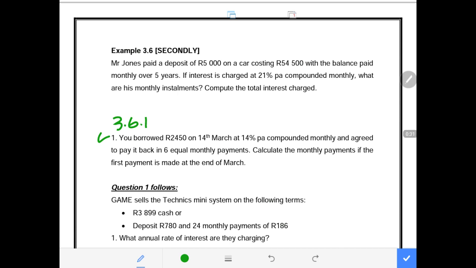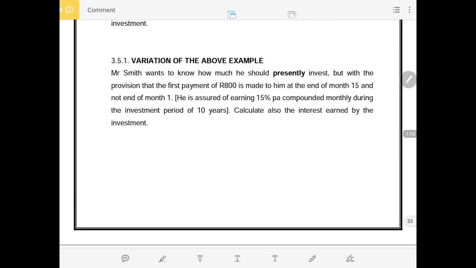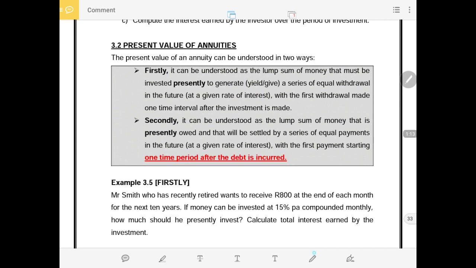It says you borrowed 2,450 on the 14th of March at 14% per annum compounded monthly and agreed to pay it back in 6 equal payments. Calculate the monthly payments if the first payment is made at the end of the month. This is very important because it brings me to what I highlighted in the beginning. I have to remind you of this because this is very important.